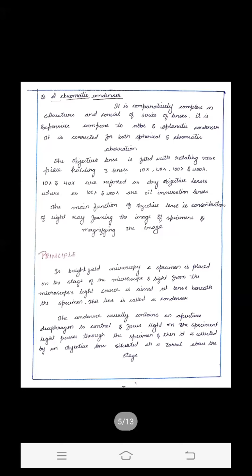Next, the chromatic condenser. It is a comparatively complex structure and consists of a series of lenses. It is expensive compared to the Abbe and aplanatic condensers. It is corrected for both spherical and chromatic aberration.